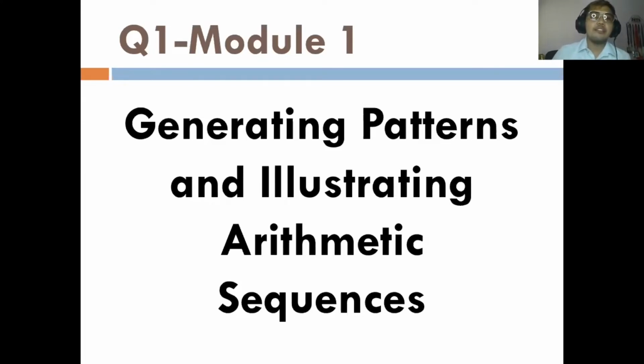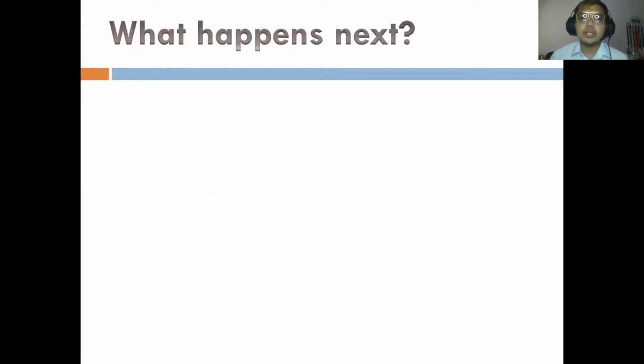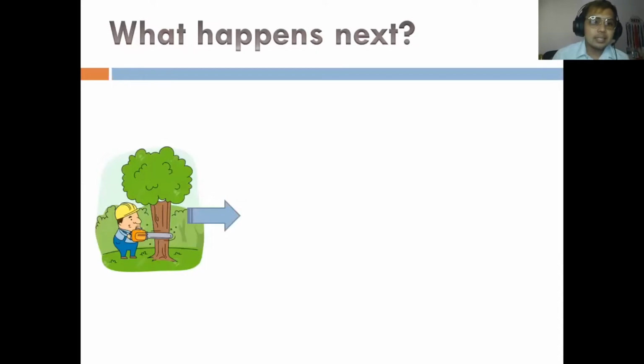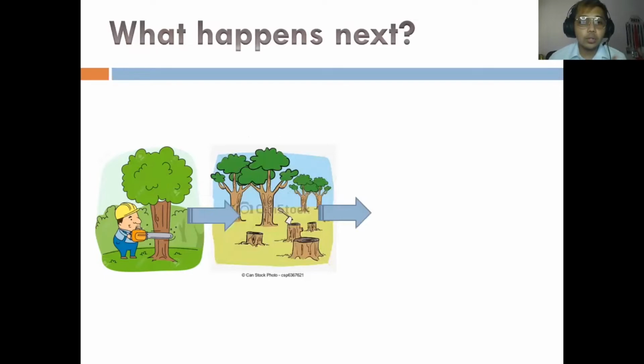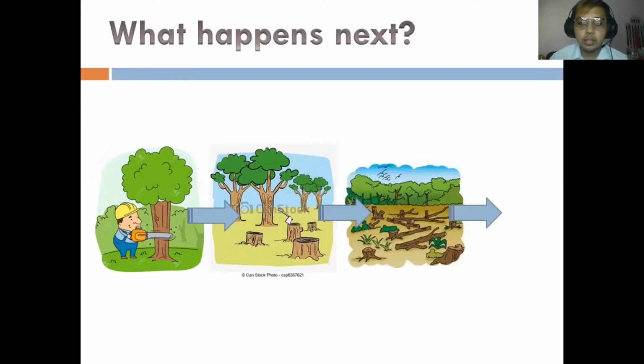Here I have a few examples, and what we're going to do is determine what will happen next with a series of pictures presented. So what happens next? In the first picture, he is cutting trees. In the second picture, he has already taken many trees, cutting about a hectare. So what do you think will happen next?